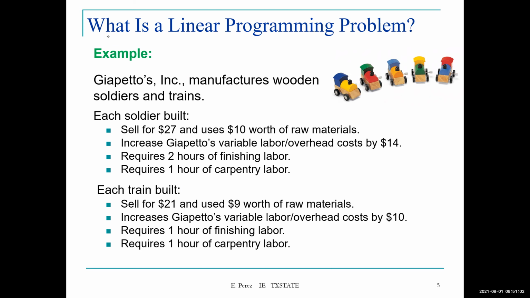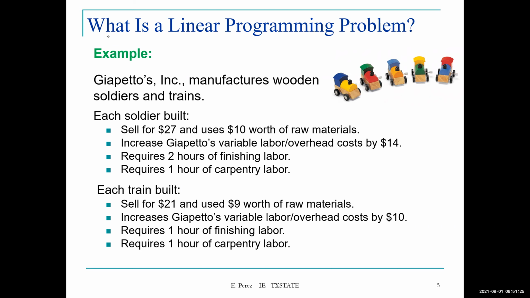For the train product, we sell those for $21, but those use $9 worth of raw materials. That increases Yapeto's variable labor overhead cost by $10 and requires 1 hour of finishing labor and 1 hour of carpentry labor. So as you can see, there are many factors associated with each product.